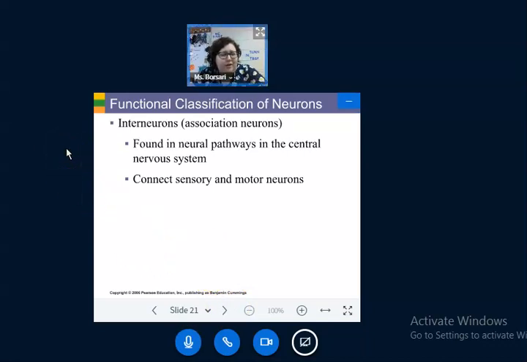We also have these intermediate neurons, sometimes referred to as association neurons or interneurons. This is connecting those sensory and motor neurons. It's like a little chain that's holding those two things together. They're found in the neural pathways in our central nervous system. We're not going to discuss these too much. Just know that they exist.